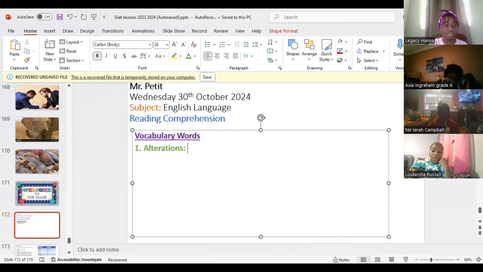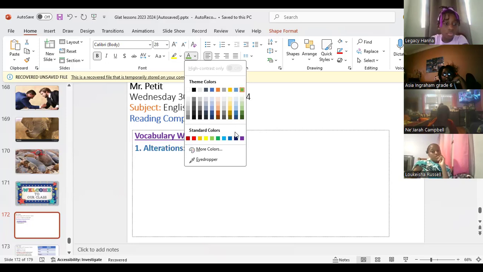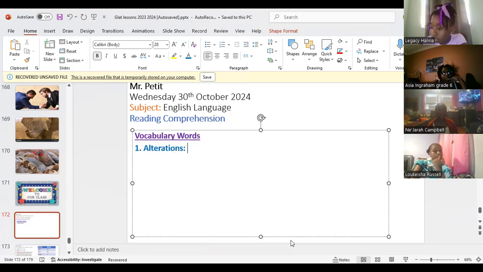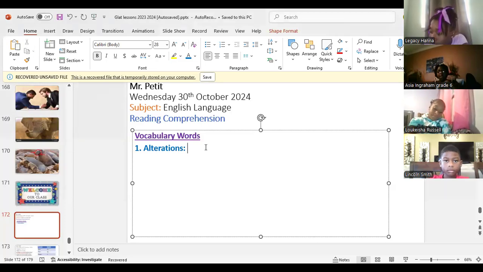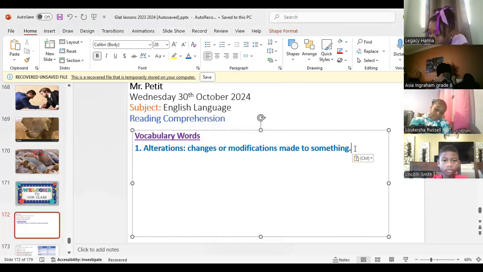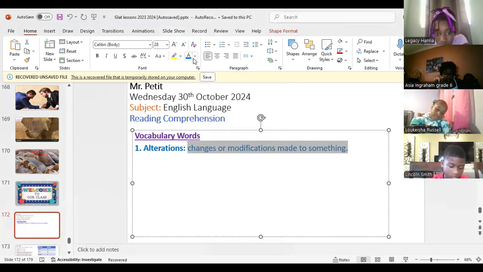Alterations. What do we mean by alterations? If we're making alterations to something, say it again. Like you're changing something? You're changing something, right? So an alteration is a change, or a modification of something. That's what we mean by alteration. Write this down for me: alteration is changes or modifications to something.